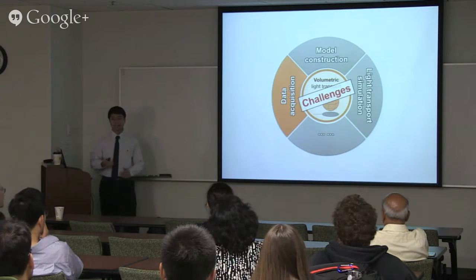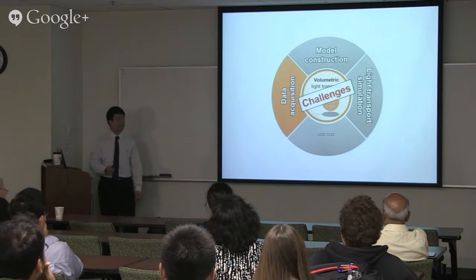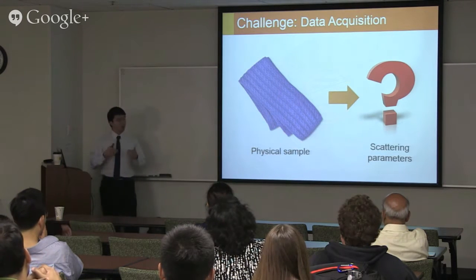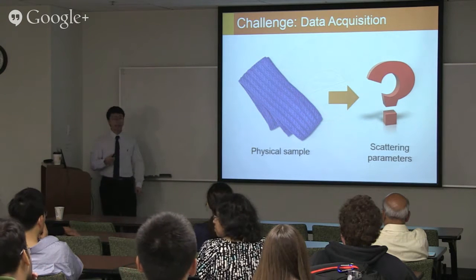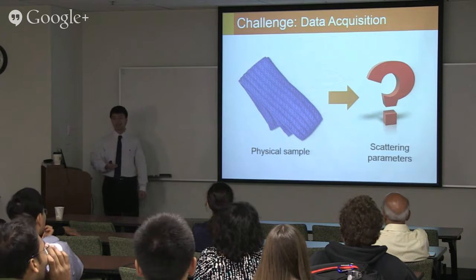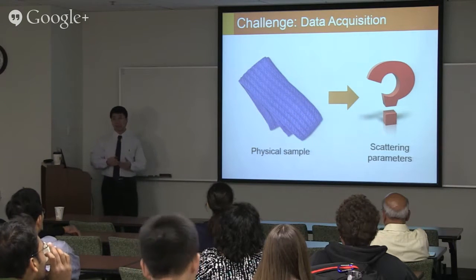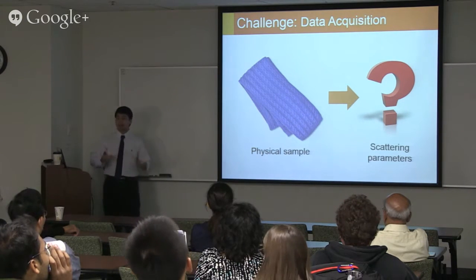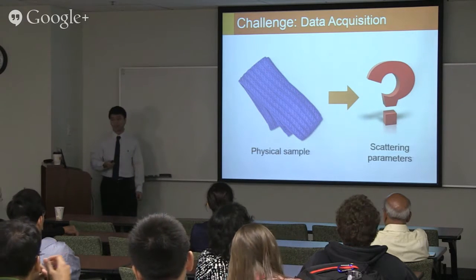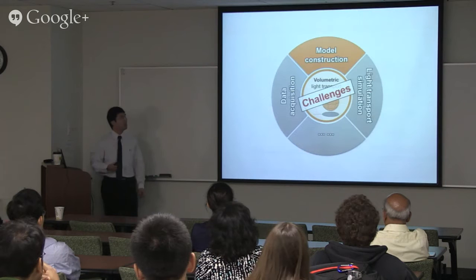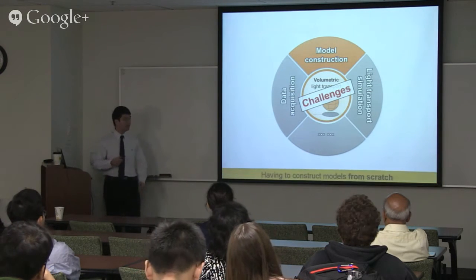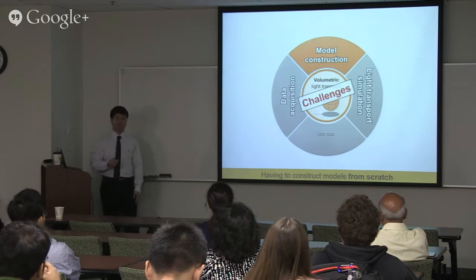The first obstacle lies in data acquisition. You can imagine that to acquire or to recover the scattering parameters from a physical sample requires measurements underneath its surface. So compared to traditional reflectance measurement frameworks, this is a much harder problem. The difficulties in acquiring real data force people to build models manually from scratch.